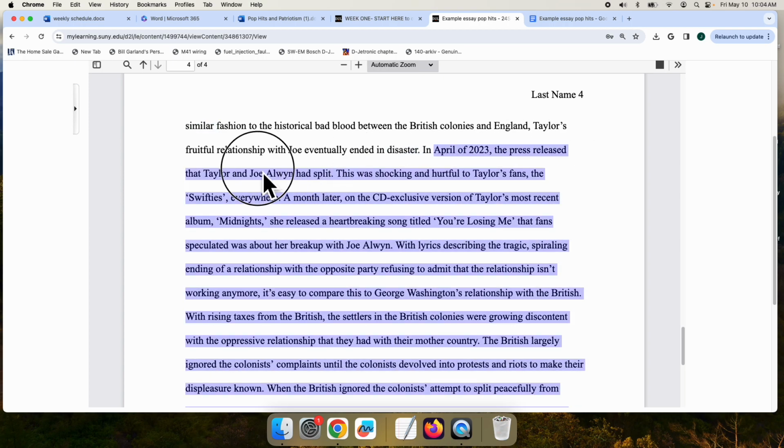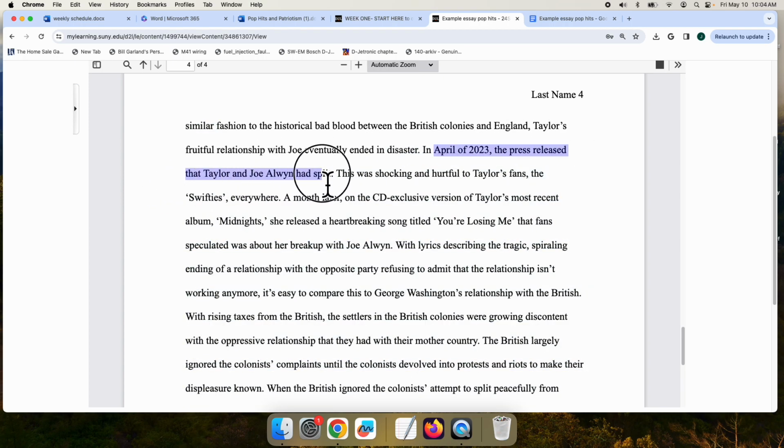In April of 23, the press released that Taylor and Joe had split. This was shocking and hurtful to the fans, the Swifties, everywhere. A month later, on the CD exclusive version of Taylor's most recent album, Midnights, she released a heartbreaking song titled You're Losing Me that fans speculated was about her breakup with Joe Alwyn.